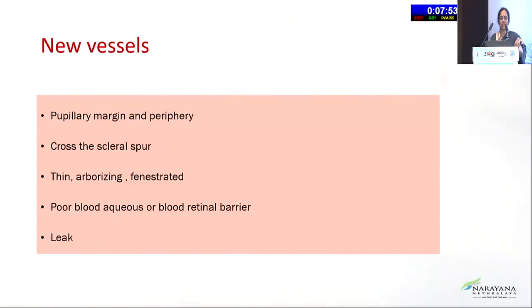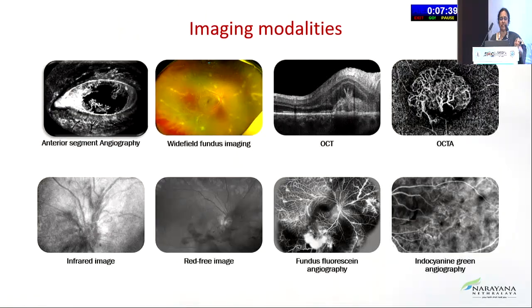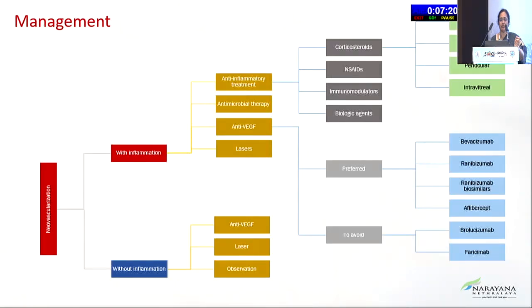Coming to the new vessels, in the anterior segment, they can present at the pupillary margin and the periphery of the iris. They can cross the scleral spur. They are thin, arborizing, and fenestrated vessels, with poor blood-aqueous and blood-retinal barrier, leading on to leakage of the vessels. Coming to the imaging modalities, the anterior segment new vessels can be documented with anterior segment angiography and wide field fundus photography, and we also have angiography like fundus fluorescein angiography, indocyanine green angiography, and also OCT and OCTA to study the choroidal changes.